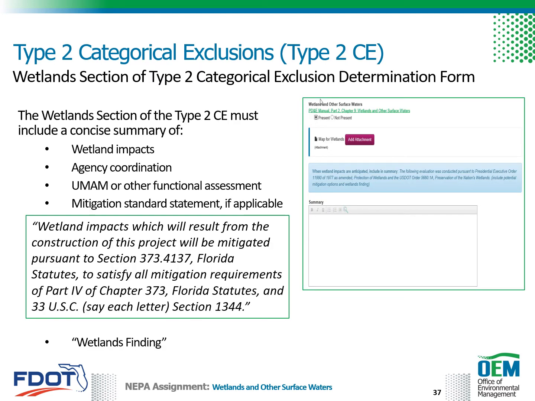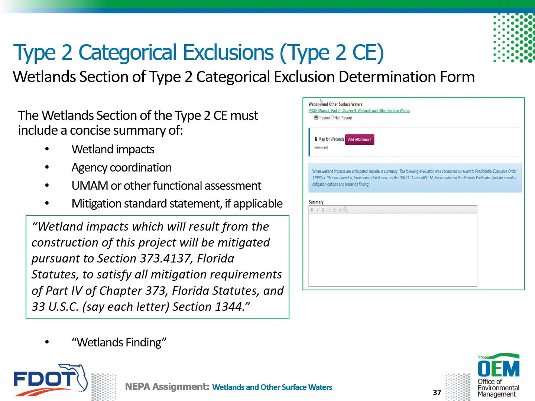For Type 2 CE projects, documentation must include a concise summary of wetland impacts, agency coordination, the UMAM or other functional assessment, and if applicable, the mitigation standard statement and a wetlands finding. This information should be added to the wetlands section of the Type 2 categorical exclusion determination form in SWEPT. The appropriate wetland evaluation is included in the project file. It is recommended that these documents be placed within the Wetlands and Other Surface Waters folder within SWEPT.